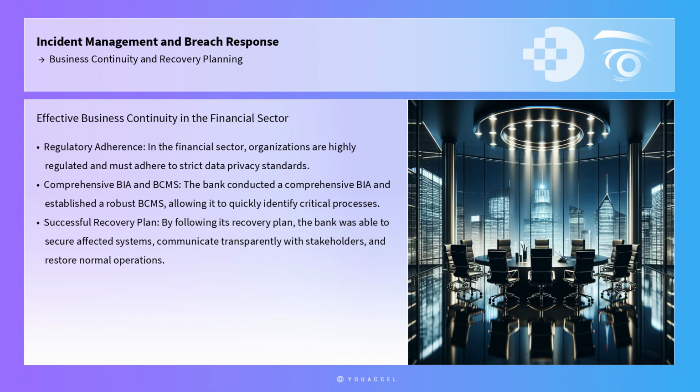An example of effective business continuity and recovery planning can be observed in the financial sector, where organizations are highly regulated and must adhere to strict data privacy standards. One notable case is the response of a major bank during a cyber attack that threatened to compromise sensitive customer data. The bank had conducted a comprehensive BIA and established a robust BCMS, allowing it to quickly identify critical processes and allocate resources to maintain operations. By following its recovery plan, the bank was able to secure affected systems, communicate transparently with stakeholders, and restore normal operations without significant data loss or reputational damage.